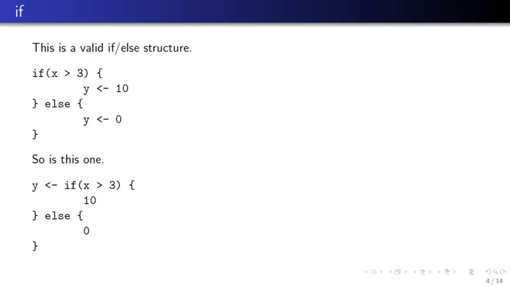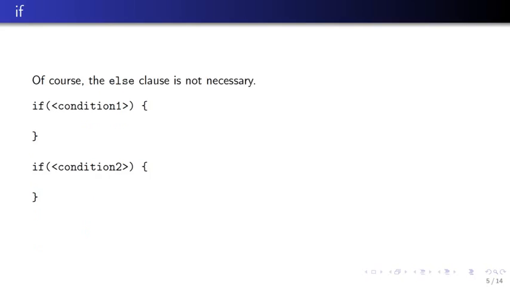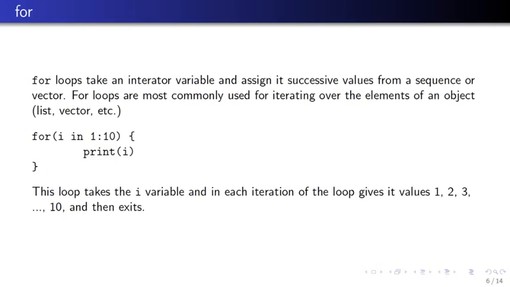However, in R you can do it a different way. You can say y is equal to the entire if-else construct. So if x is greater than 3, 10, or 0, depending on whether that condition is true or not. This is a valid formulation also. Sometimes it's useful to read this type of writing because it allows you to realize that the entire if-else construct is all about assigning a value to y. As I said before, the else clause is not really necessary. You can always test a condition and do something, and then do nothing if that condition happens to be false. So you can just test multiple conditions in a row if you want.